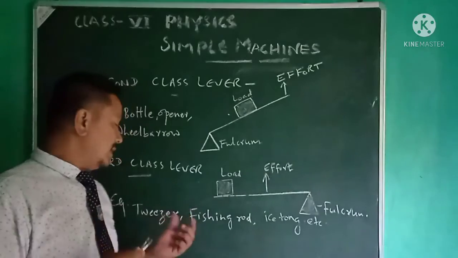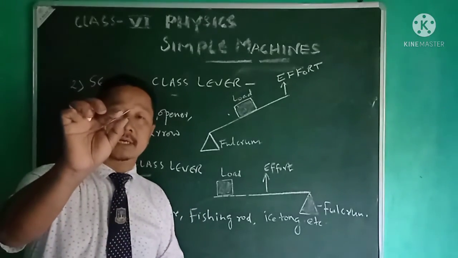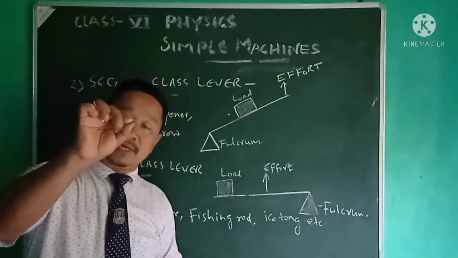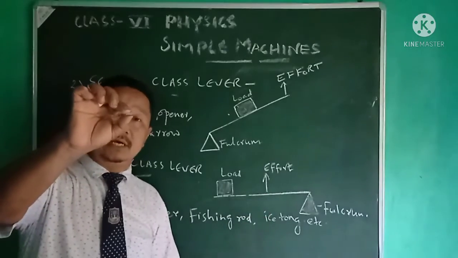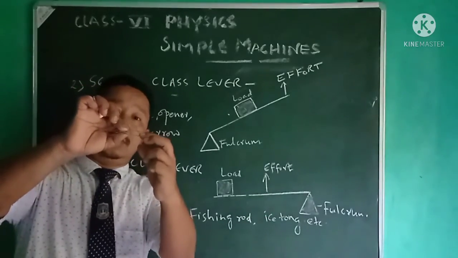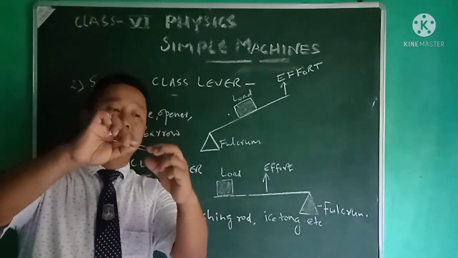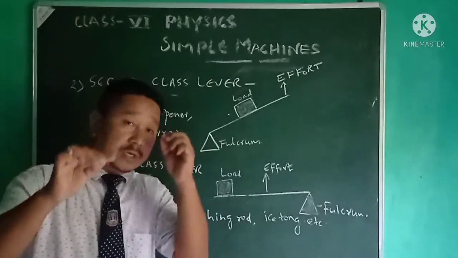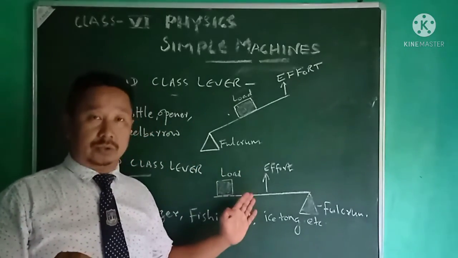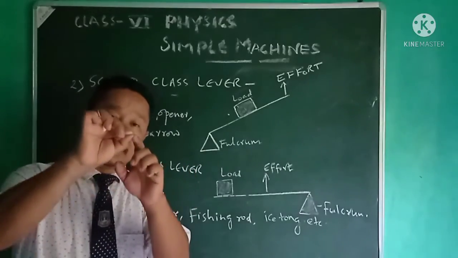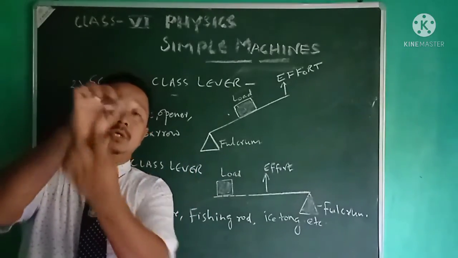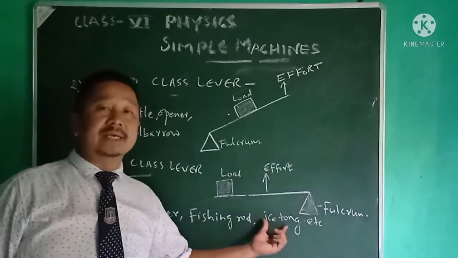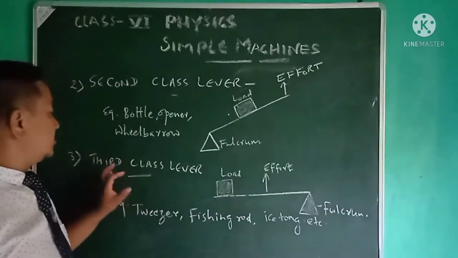So how is it? Let's see tweezers. I've got a tweezer out here. When you use tweezers, your effort will be in the middle. See here, your effort is in the middle. Suppose you are trying to remove, let us say, eyebrows. The eyebrow which you have to remove is the load, the force you are applying is in the middle, and here is the fulcrum. So it is an example of a third class lever. Similarly, fishing rod, ice tongs. These are the examples of the third class lever.